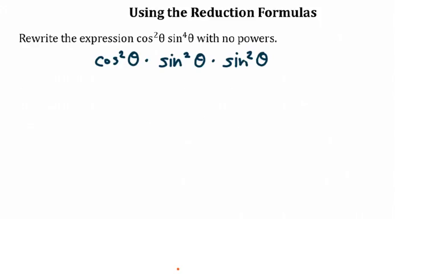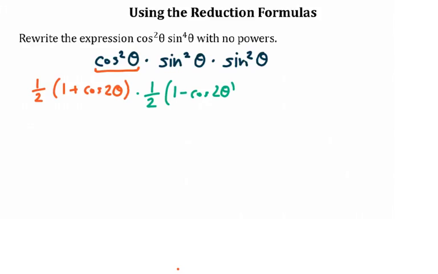Alright, so anytime we see a cosine squared of theta, we can now rewrite that as 1/2 the quantity 1 plus cosine 2 theta. Anytime we see a sine squared term, we can write it as almost the same, just that sign in between changes to a minus. And we've got one additional sine squared term here, so we'll also rewrite that one in the same way I just wrote that green term, so 1/2 1 minus cosine 2 theta.